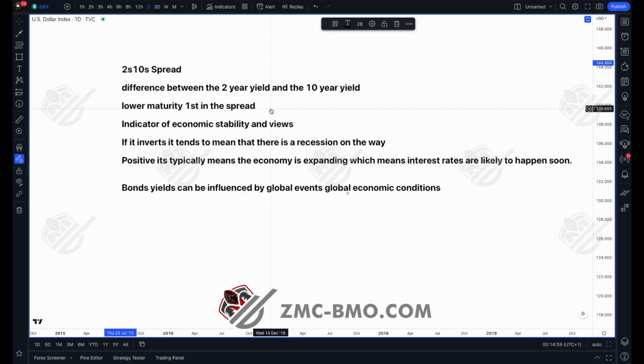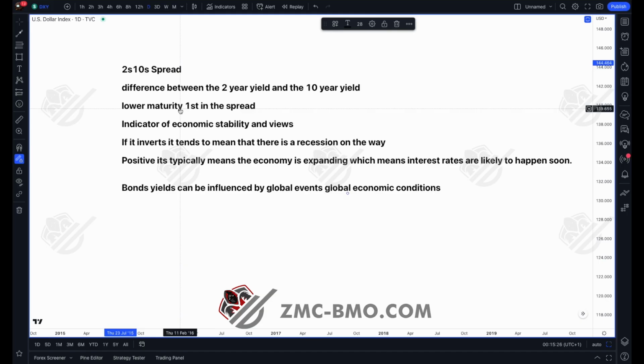The 2-10 spread is the difference between the 2-year yield and the 10-year yield. You can also, like I said, have a 1-2 spread, a 2s5s spread, 5s10s, 10s30s, etc. Put the lower maturity first in the spread. So if you're wondering about the inversion between the 10 and the 5s, you look at the 5s first and then the 10, and that will tell you if it's inverted or not. It's an indicator of economic stability and a holistic view.